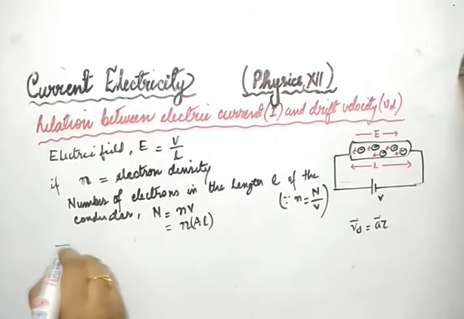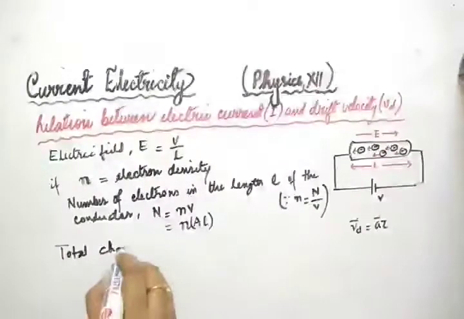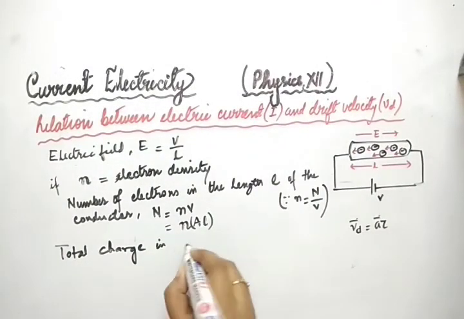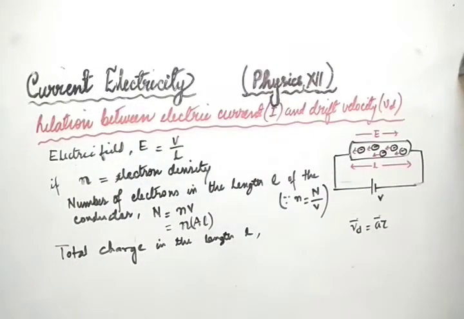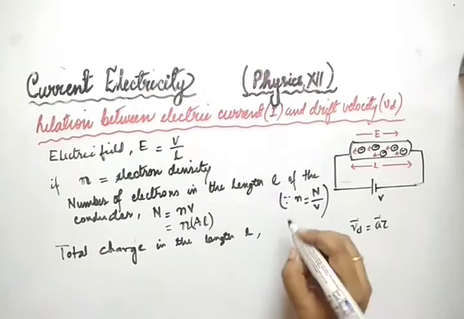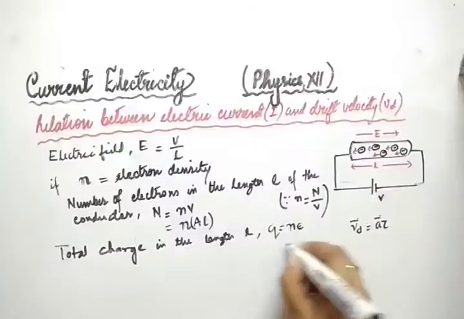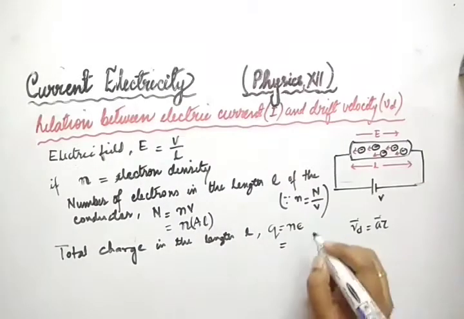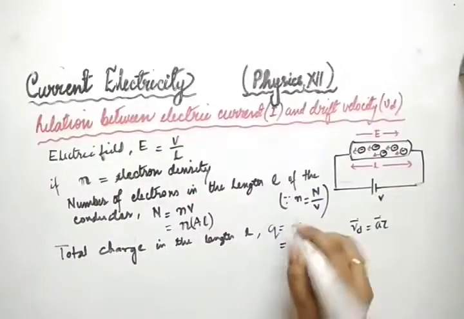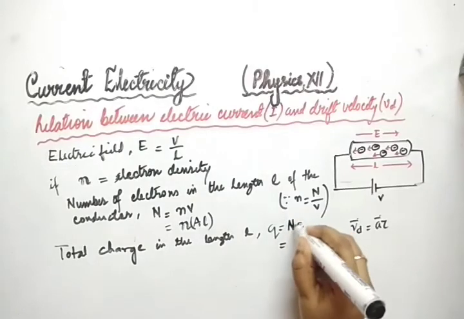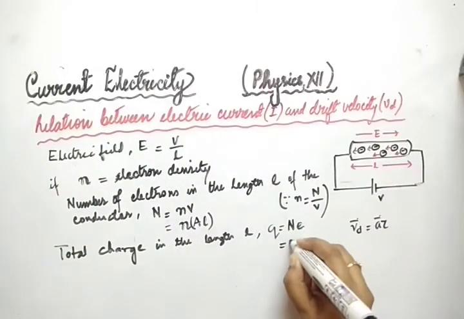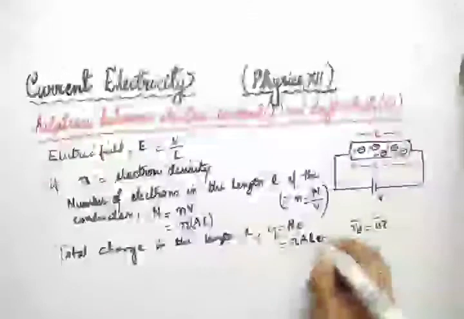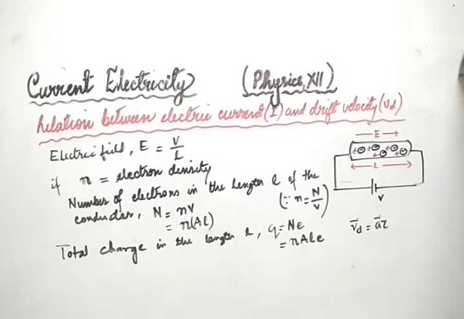Now, the total charge in the length L can be written as, we know Q equals N e. Here the number is denoted by capital N. So it is N A L into e. This is the total charge in this portion of the conductor.